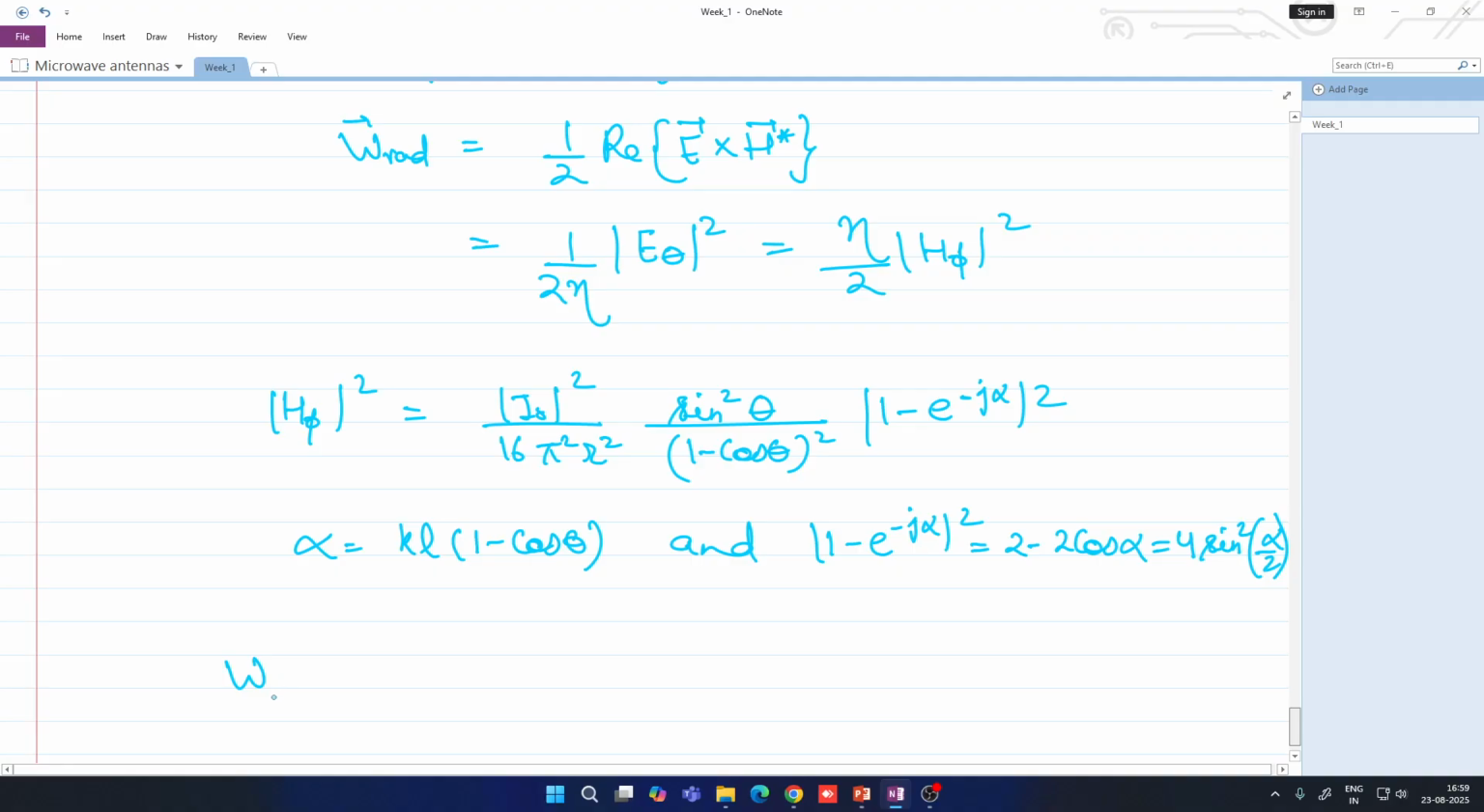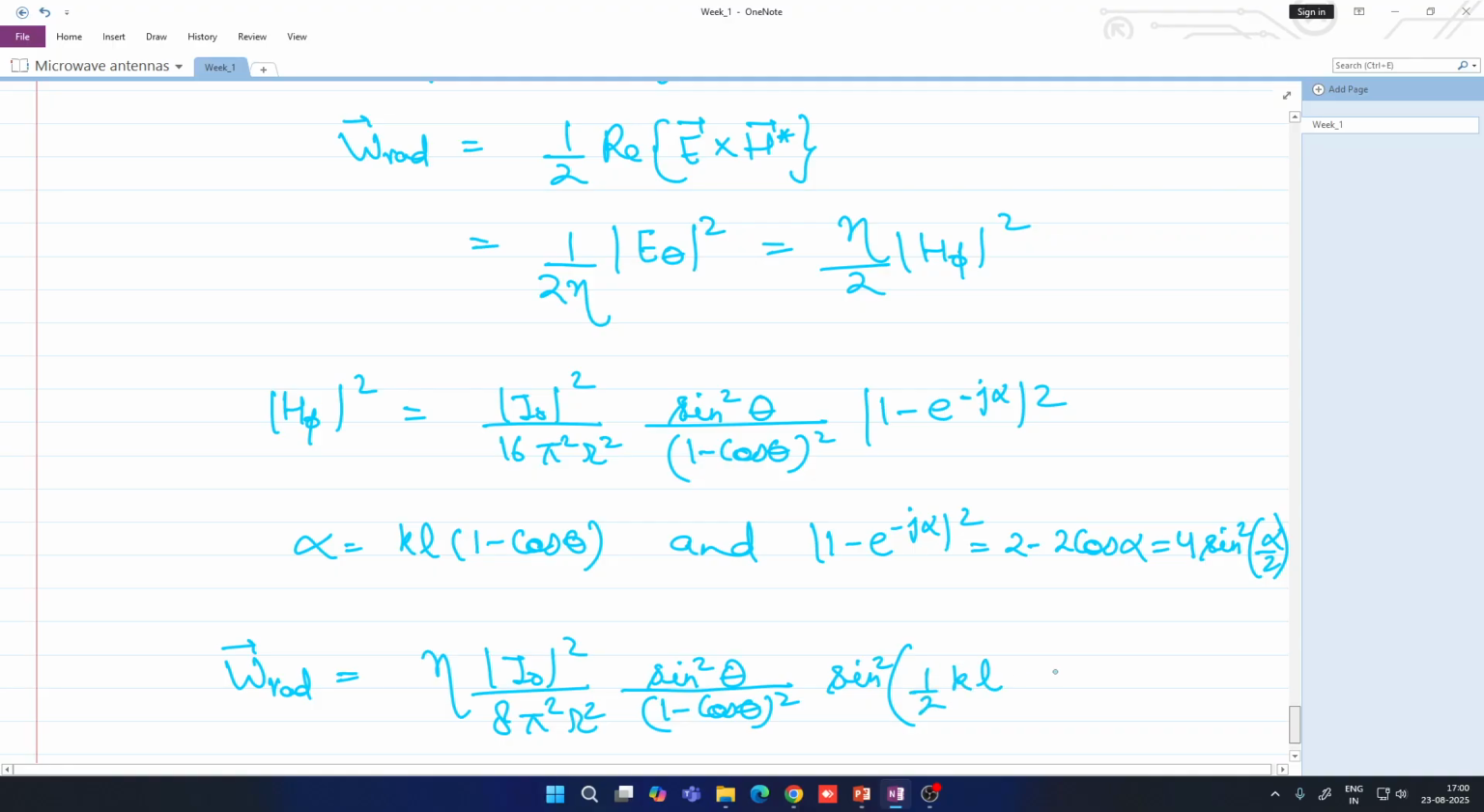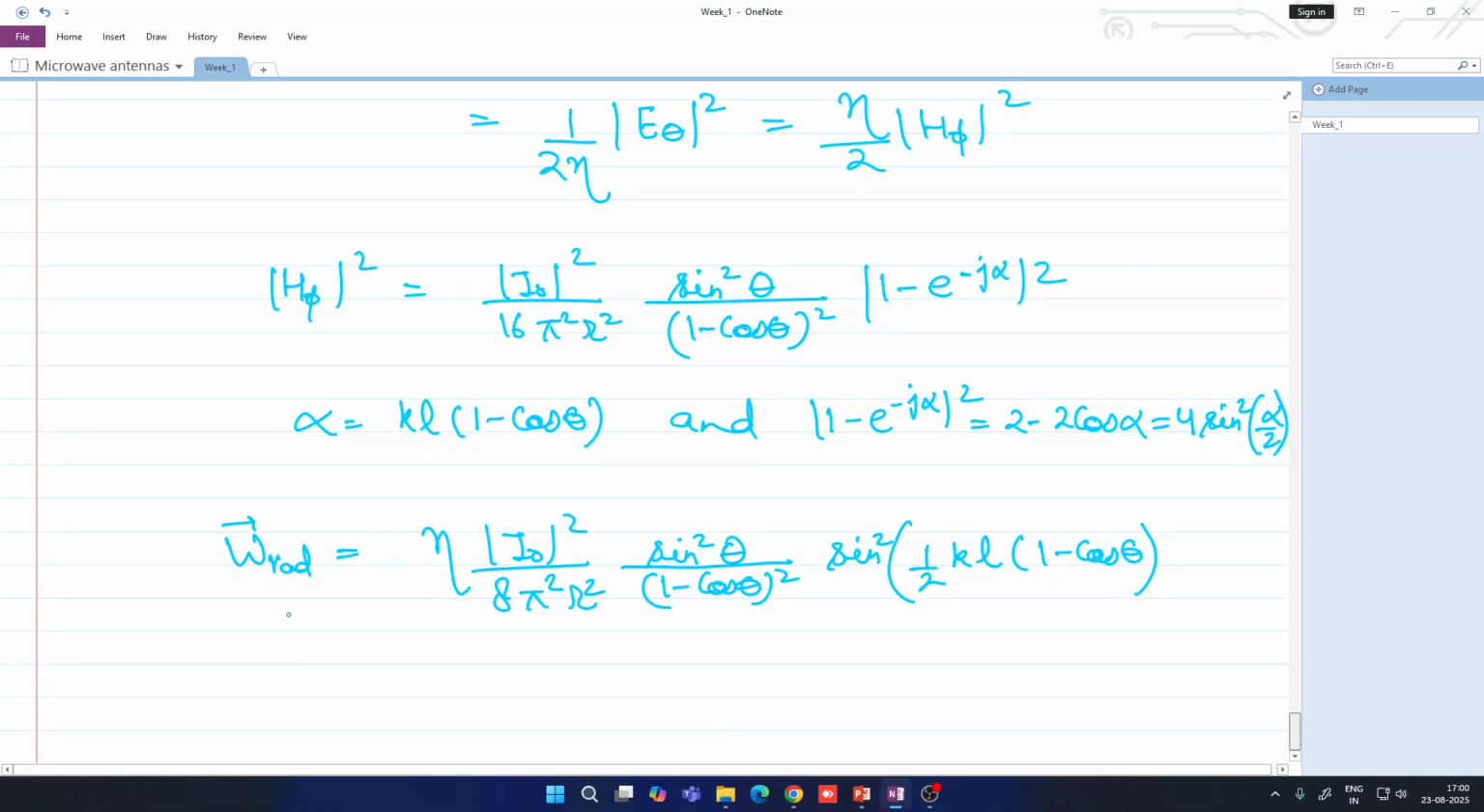So the radiation power density W radiated is eta I naught whole square divided by 8 pi square r square, sin square theta divided by (1 minus cos theta) whole square, into sin square of (1 by 2 kL into (1 minus cos theta)). So this is our required radiation power density.